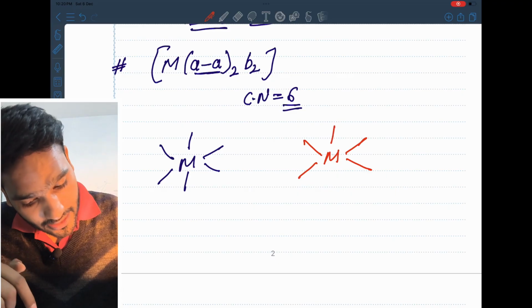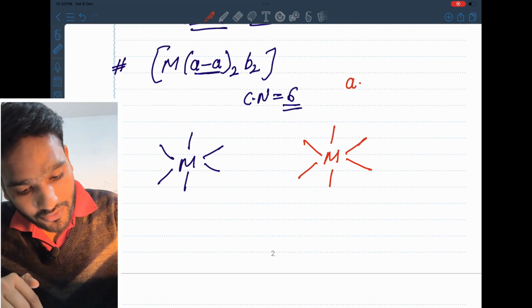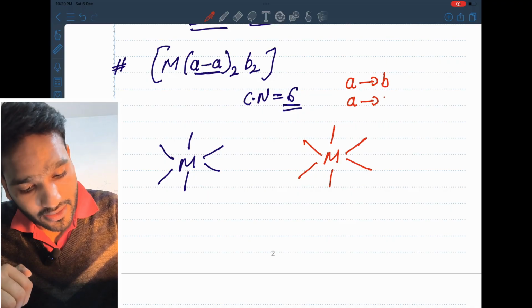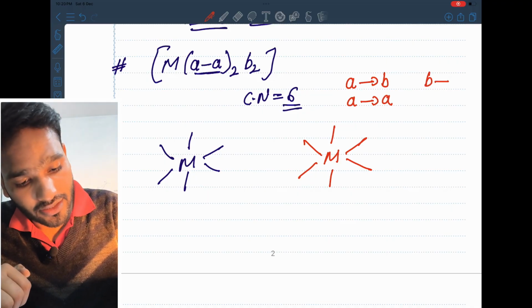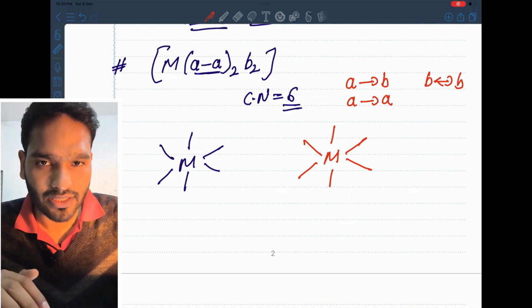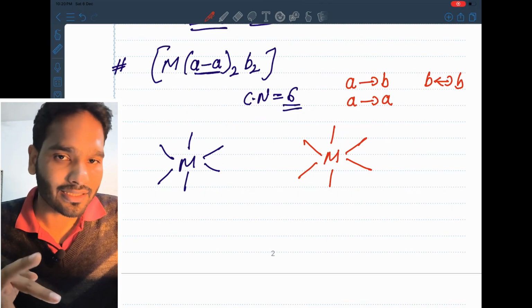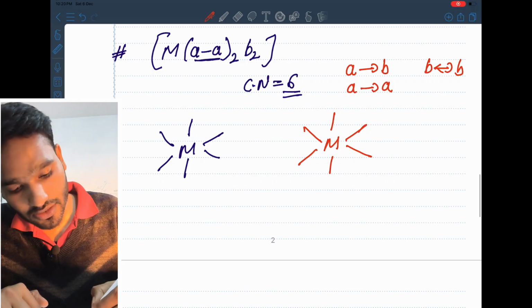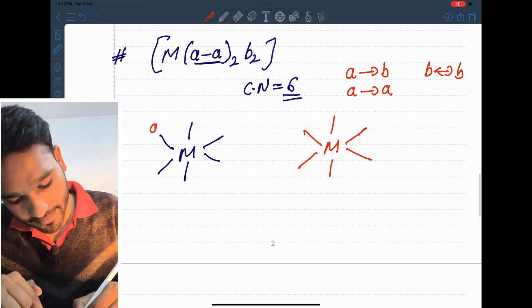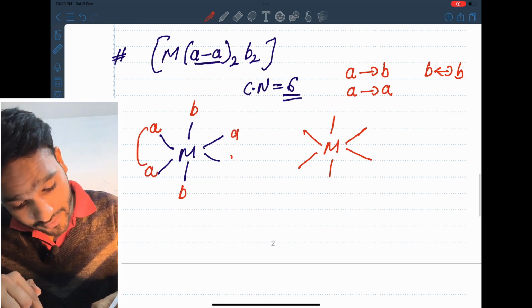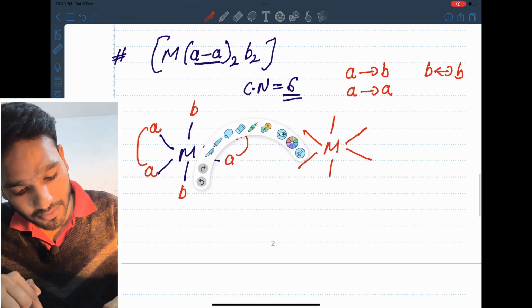So the possibilities are like: in front of A there will be B, or in front of A there will be A, or in front of B there will be B. So these are the possibilities, and you will draw them. If two possibilities are matching, then they will be the same. So I am having A, and in front of B I am having B, and I am having A and A. So this is one of the possibilities.